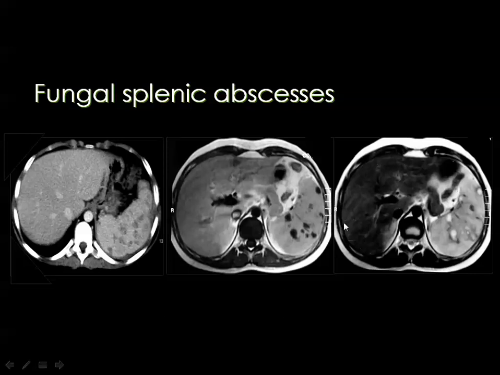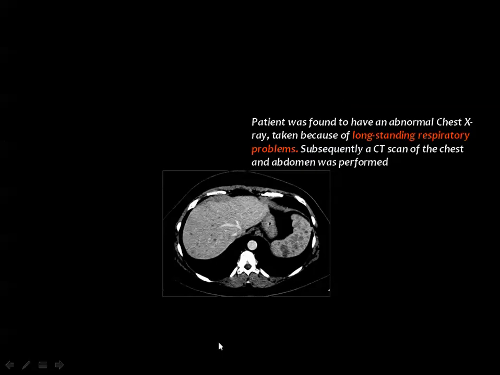And here you can see multiple lesions in the spleen. They do not look cystic in this CT scan, but in MRI they look cystic, and they show low signal in the T1 and high signal in the T2. And as I have said, whenever you are sure that these are cystic lesions, one of the best diagnostic possibilities is fungal abscesses.